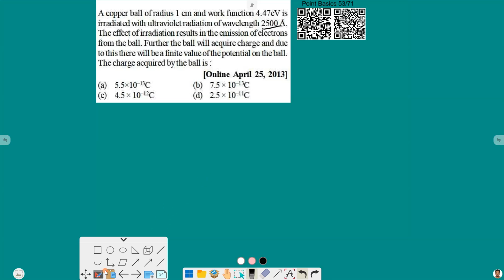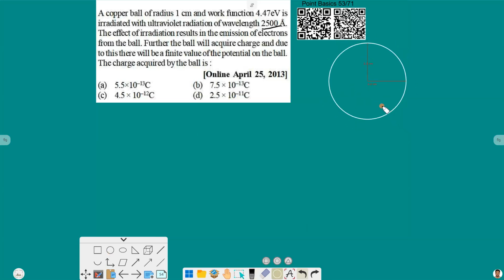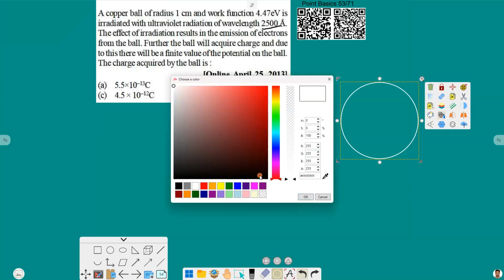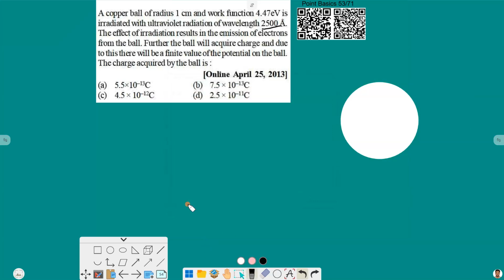So what will happen here is that suppose we have a ball here. This is our ball. Now what do we have? We have incident photons on it. So when photons are incident on this ball, what will happen? Electrons go out like this. When the electrons go out, they will leave positive charge on the ball.